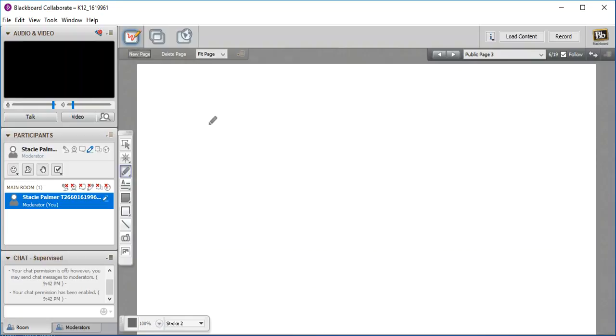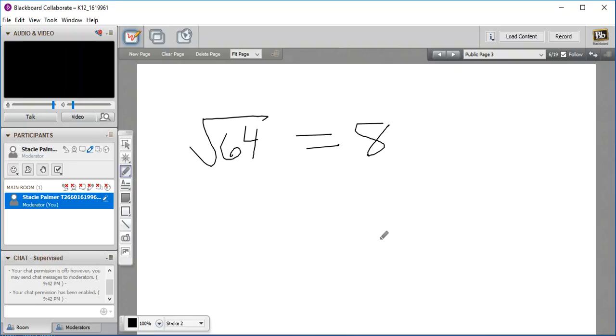Let me show you one more. Let's say we have the square root of 64. If we're finding the square root of 64, we're trying to figure out, what number can we multiply by itself to get to 64? So what can we square to get to 64? And that would be 8. 8 squared is 64. We can also write this as 64 to the 1/2 power, and that also equals 8.